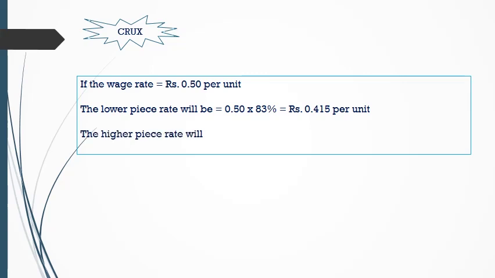And the higher rate, that is if the employee attains the standard, he will be paid a higher rate, that will be 125% into 0.5 plus 50% into 0.5. That 50% is obviously incentive or bonus. That will get us 0.875 per unit. So if he produces 10,000 or 20,000 units, that will be multiplied by 0.875, and that will give you the wages for that worker.